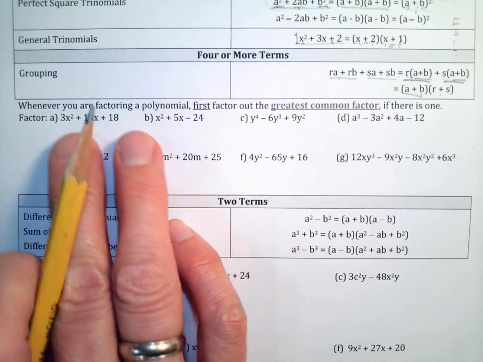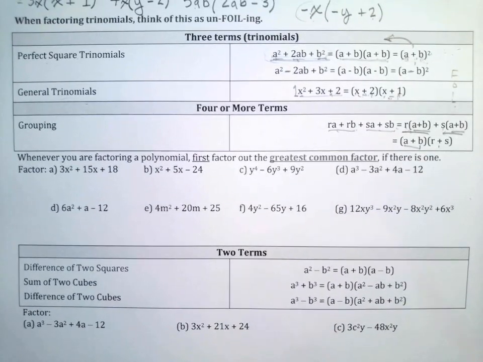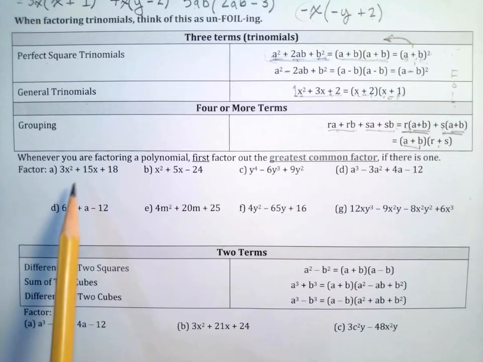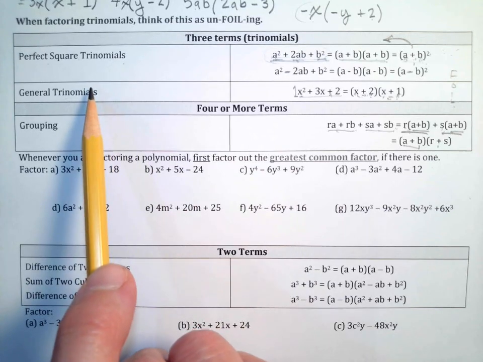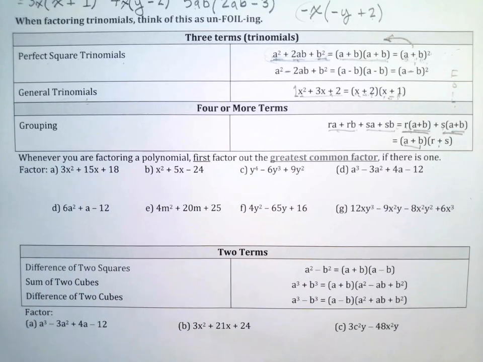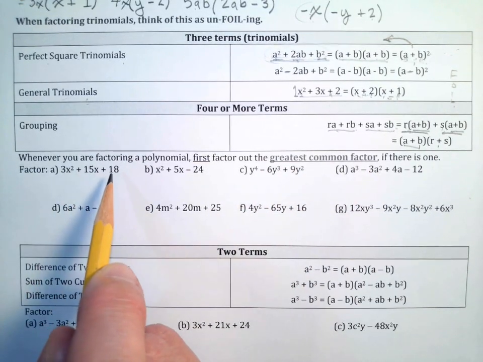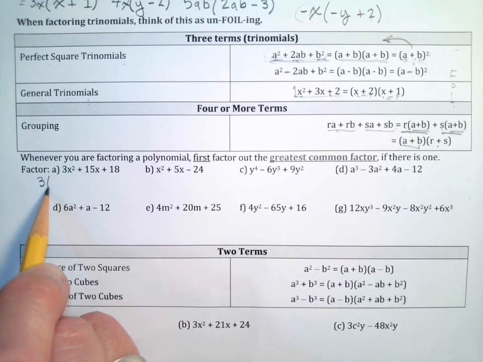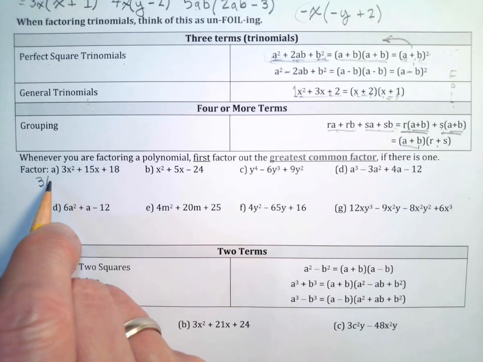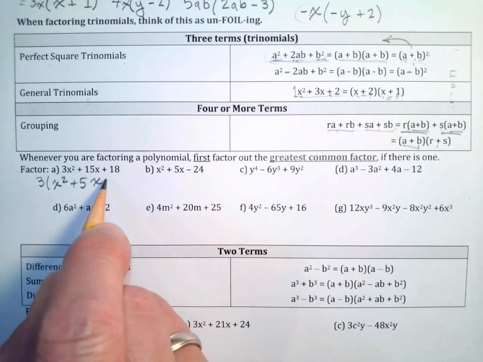All right, let's try this first one. First of all, we have to figure out what kind of factoring we're going to do. It's 3 terms, so you might say, is it a perfect square trinomial or maybe a general trinomial? But what you always want to do first in factoring is look for a greatest common factor. You notice there's a 3 in here. That's a greatest common factor. So factor that out. Using the GCF method, we have 3 times x squared plus 5x plus 6.